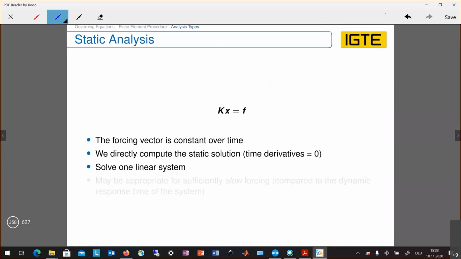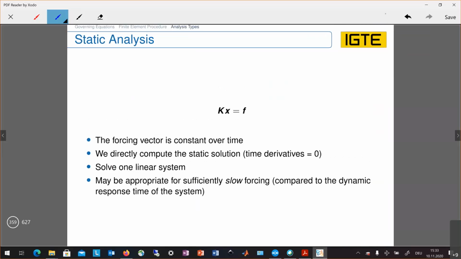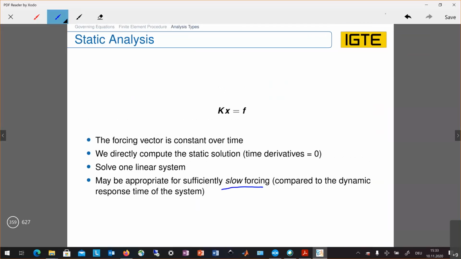any nonlinearities. For some cases, this is even appropriate when we have a slow forcing, meaning that the dependency of the force vector F on time is in such a case that the forces are almost not changing over time. Then we also can approximate it, and instead of a dynamic transient analysis, we do just a static analysis.